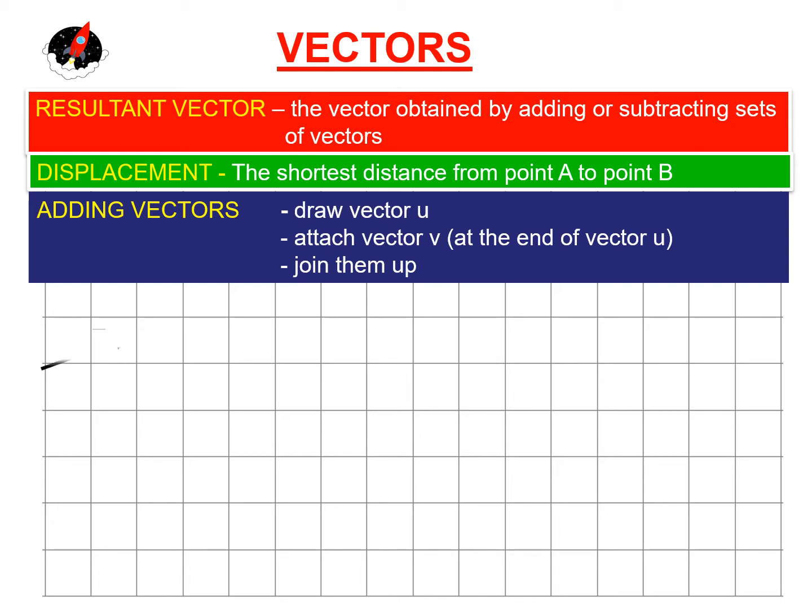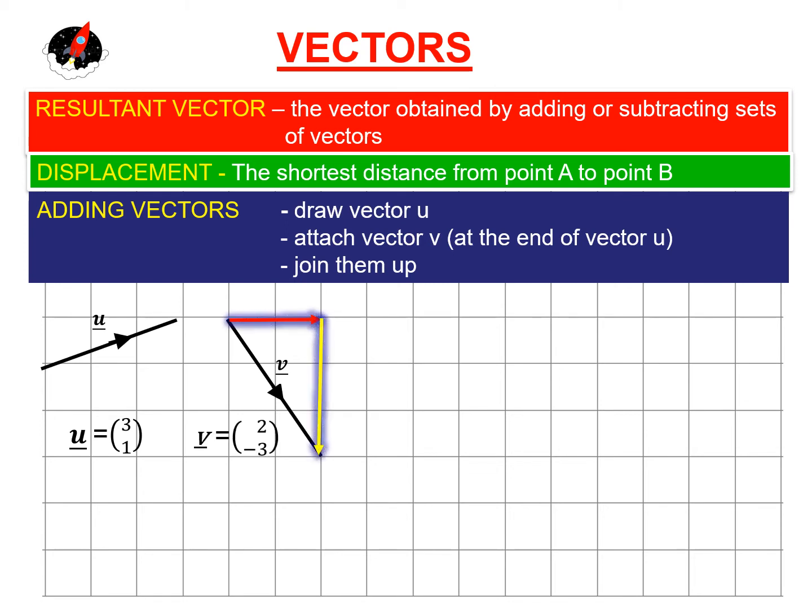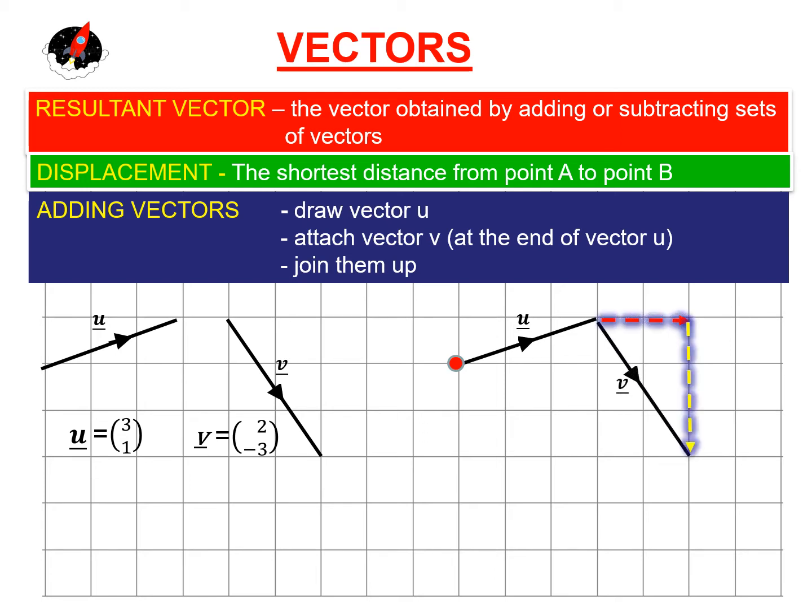So if we wanted to draw a diagram to represent that, this vector here, u, is the vector 3, 1. We've got a vector v, which is 2, negative 3. If we want to add those two vectors together, we draw the vector u, so 3 to the right, 1 up. And then at the end of vector u, we attach vector v, so 2 to the right, 3 down. Once I've drawn that, I just join the two ends up, and that gives me my vector u plus v.